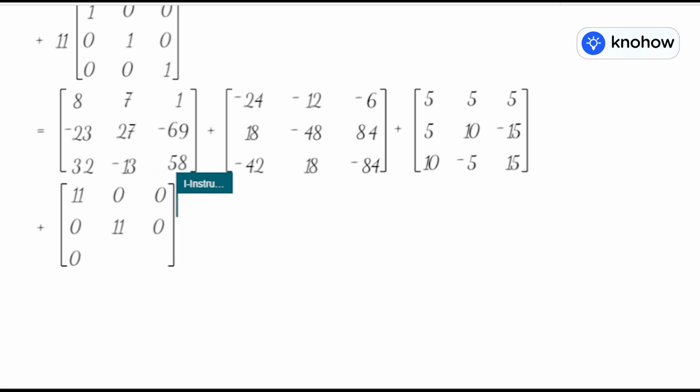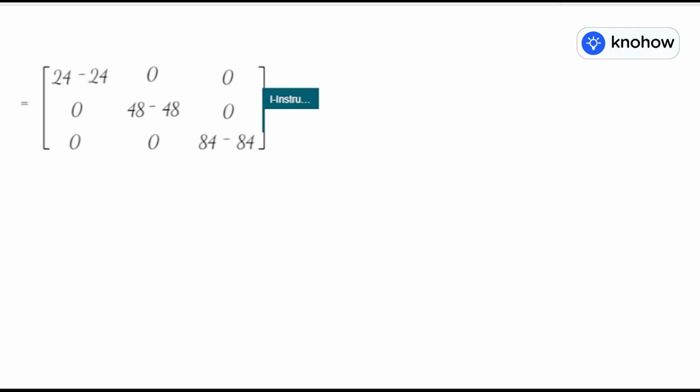And now add all these elements, the corresponding elements of all the matrices. So you get 8 minus 8 plus 5, 13, plus 11, 24 minus 24. You can show the details, and the rest of the two will be 0 each. Then you will get 0, 48 minus 48, and 0, and you get 0, 0, 84 minus 84. So finally, you get 0, 0, 0, 0, 0, 0, all the elements equal to 0, that is a 0 matrix.